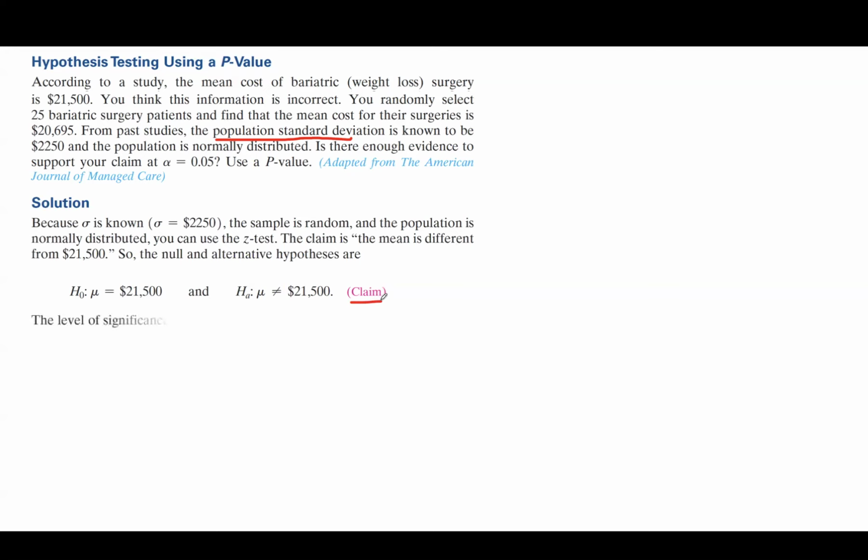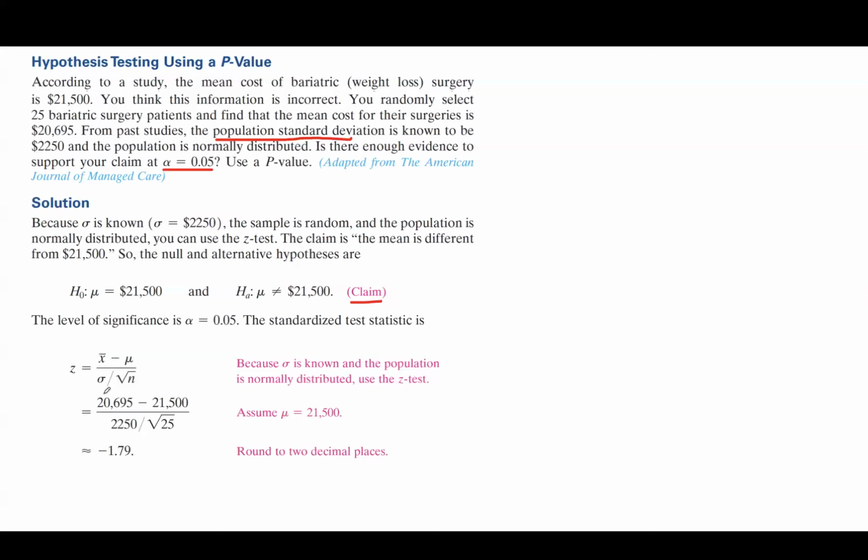So let's begin. The level of significance is given to us as 5%. The standardized test statistic can be calculated this way. Z is equal to X bar minus mean divided by sigma over square root of n, which can be written as 20,695 minus the population mean, which is $21,500, over sigma over square root of n, which is square root of 25. It happens that the z-value is negative 1.79.